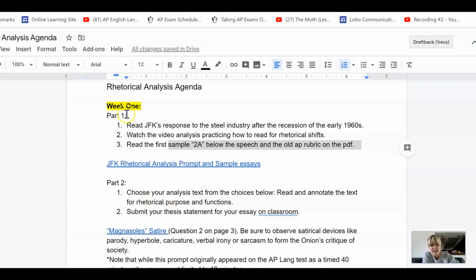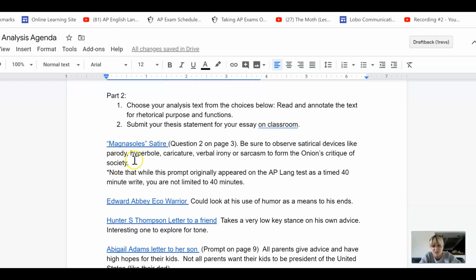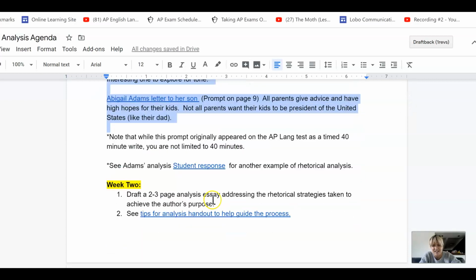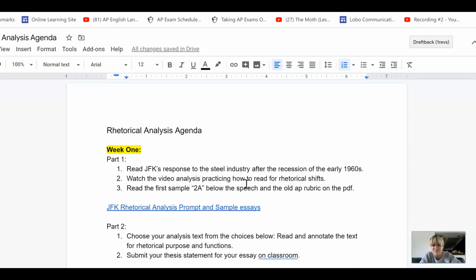So today and this week, your job is to understand how to do rhetorical analysis. So that's my job today, is to kind of go through that with you and practice it so you can see what that looks like. And then you're going to actually choose, sometime this week, one of these to read and annotate. So be thinking about which one you want to do for your own essay. And then next week, you guys will be actually drafting the 2 to 3 page analysis essay, and that's next week. So this is the process.